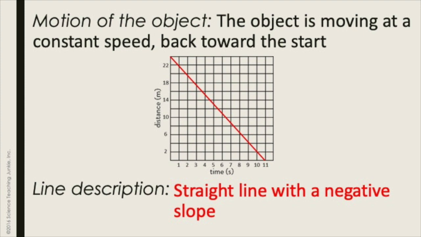This object is moving back towards start. So this could be, for example, you leaving school and going back home. So it's a straight line with a negative slope.